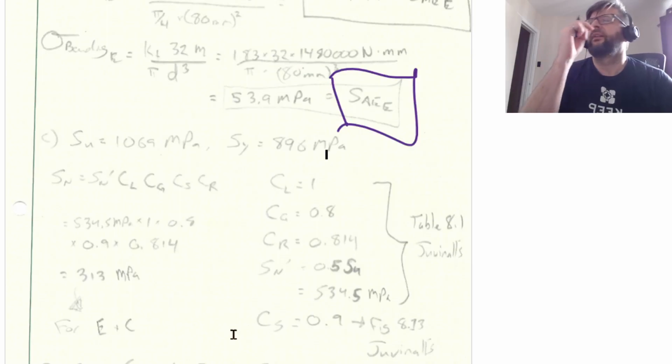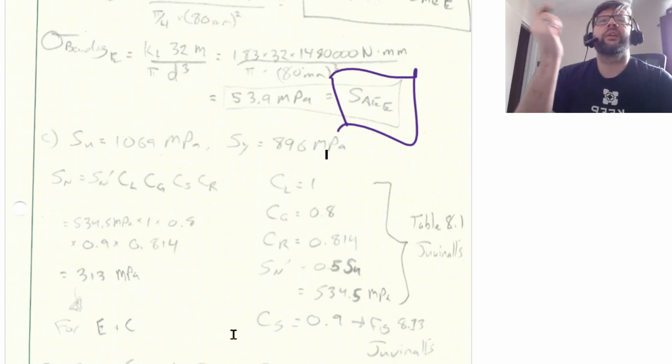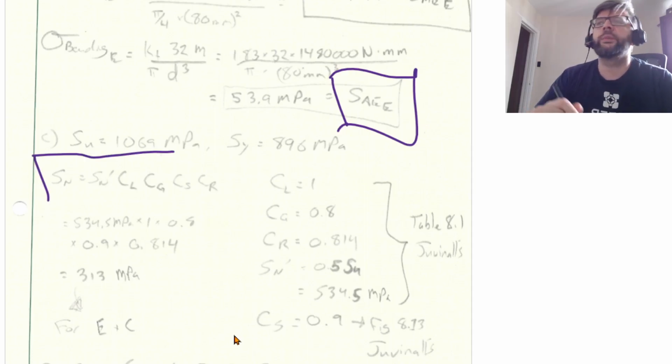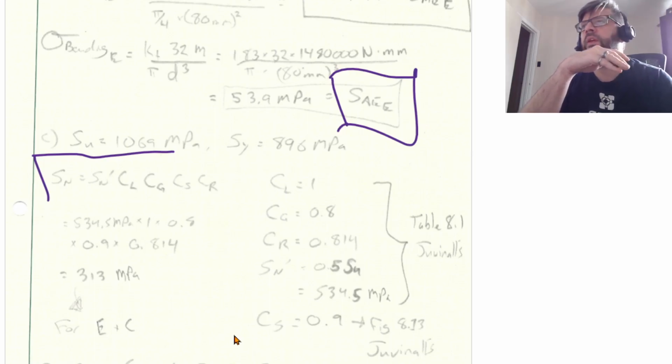So next up, figuring out what the strengths and safety factors are. We need to figure out what our SNs are. We know that SN in general is our SN prime times CL times CG times CS times CR. There's a CT there sometimes too. Again, for the purposes of this course, we're not worried about temperature, but keep in mind that elevated temperatures can knock down your fatigue strength. But taken from table 8.1 of Juvinall, we find that CL is 1, CG is 0.8 for that size of a shaft. Again, your CG goes down as the shaft gets bigger.